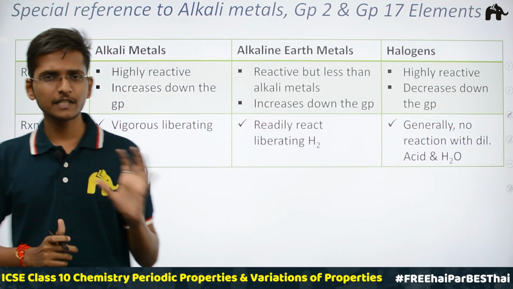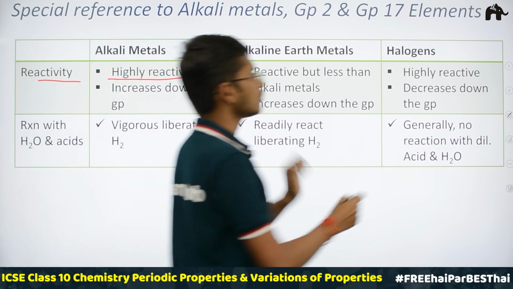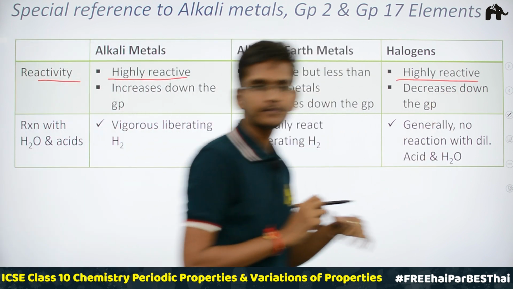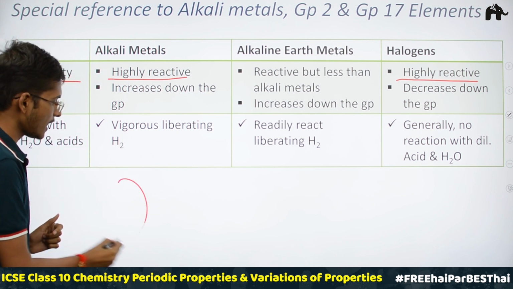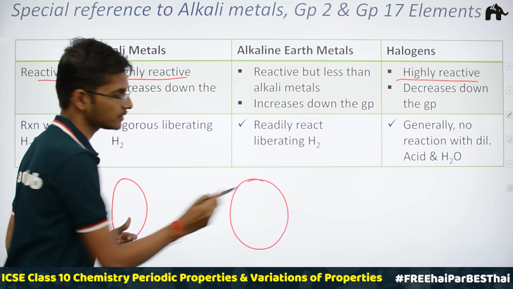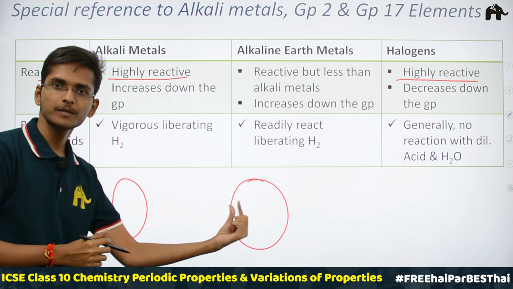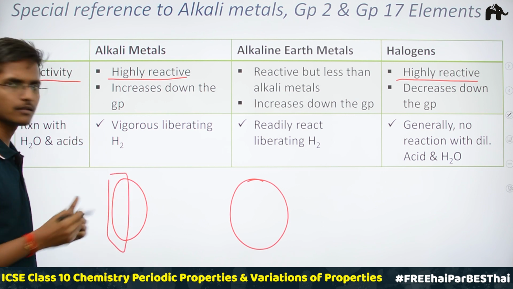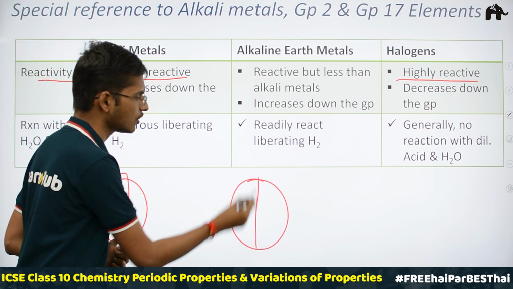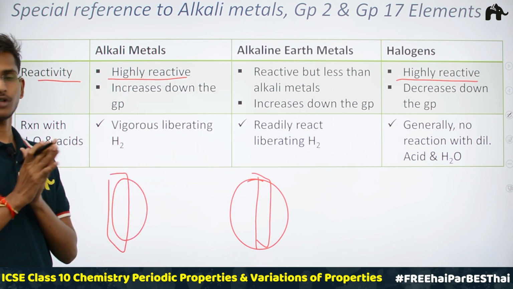Next is reactivity. Alkali metals are highly reactive, and halogens are also highly reactive. We know the reactivity is high at the extreme ends of the periodic table. So towards the left and towards the extreme right the reactivity is high. Alkali metals belong to the extreme left, and we know halogens belong almost to the extreme right. So therefore they have high reactivity. In this way you can remember.